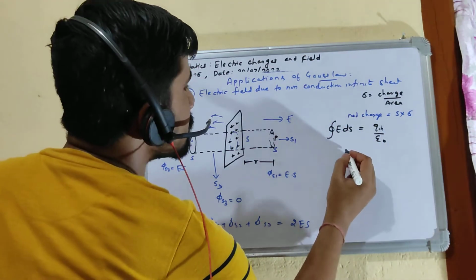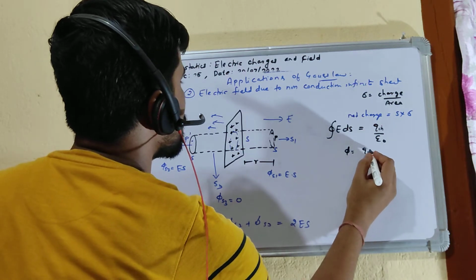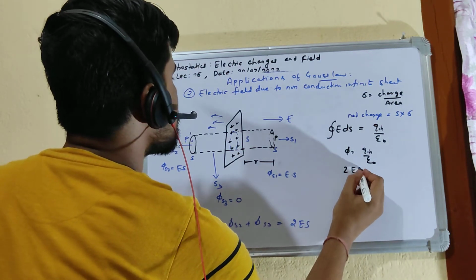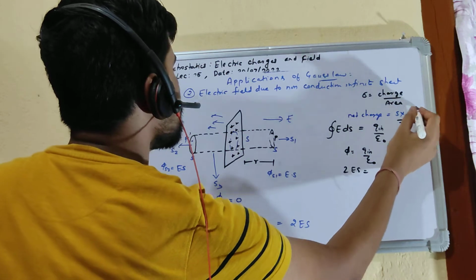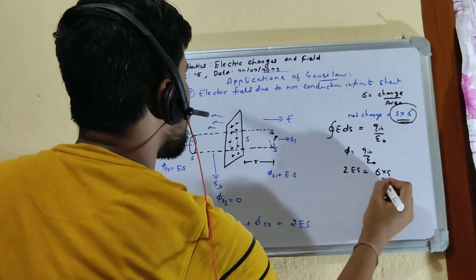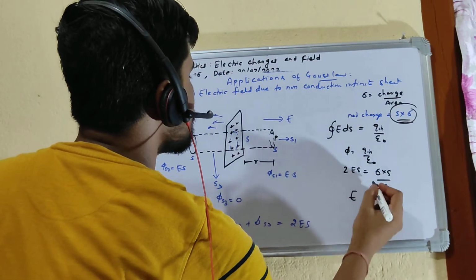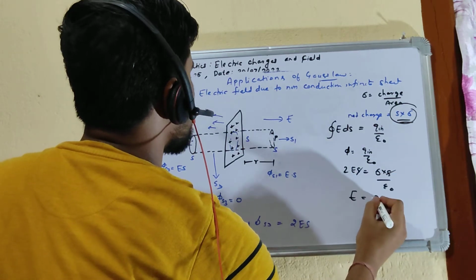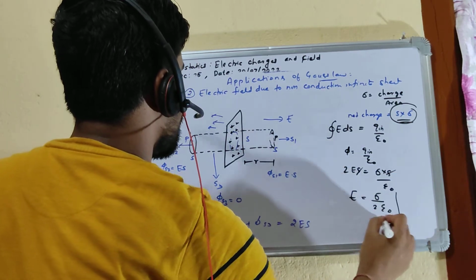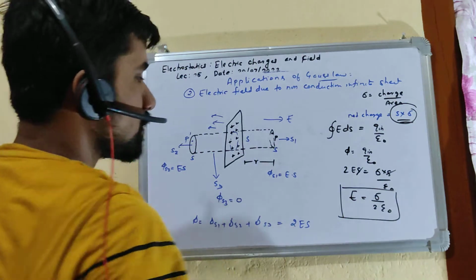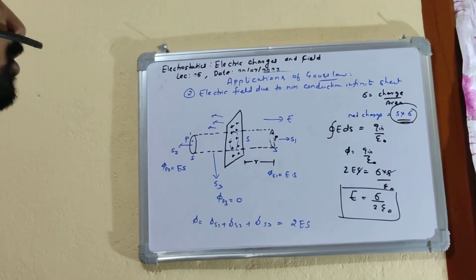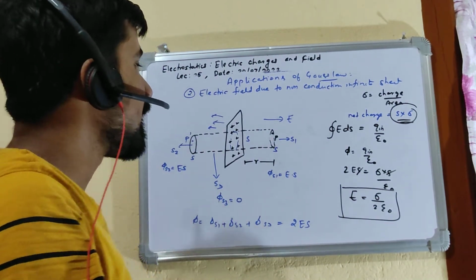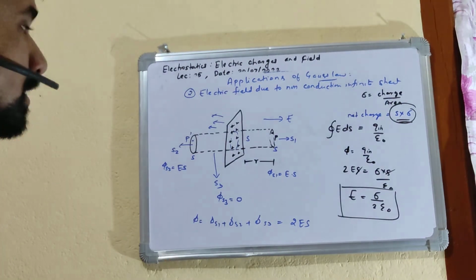Net flux is charge enclosed by epsilon naught. 2ES is nothing but charge enclosed, which is sigma into S, by epsilon naught. So for the electric field, S and S will cancel out each other, giving sigma by 2 epsilon naught. So this is the expression of electric field due to a non-conducting infinite sheet at any point P away from it.